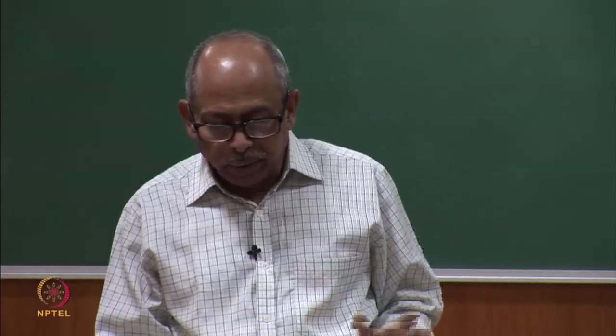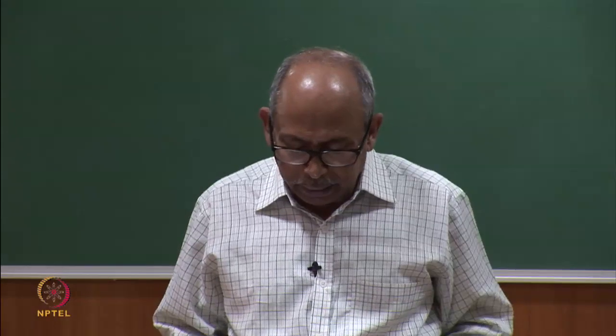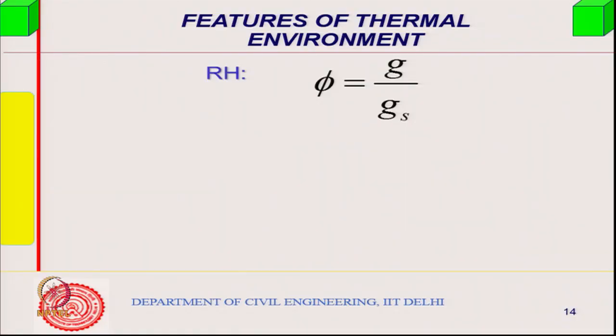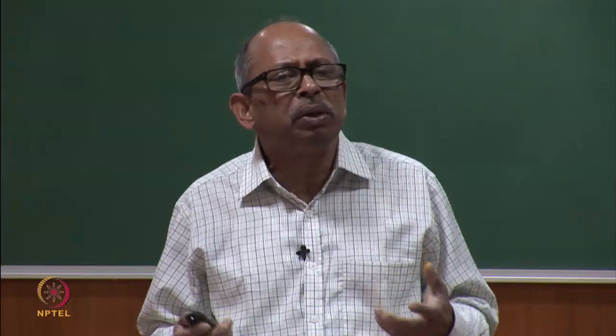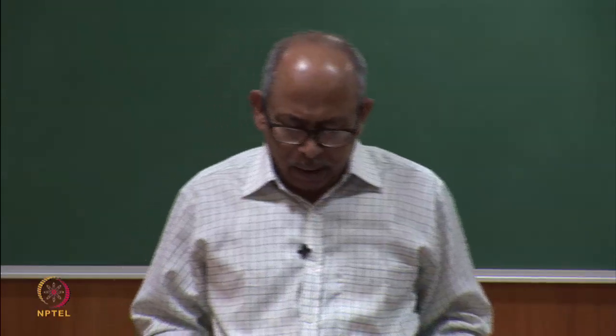Okay, just to recollect what we did in the last class. Relative humidity was defined as the moisture content divided by the saturation moisture content, and we said that we can calculate this using some empirical formulae. These are obtained by fitting the psychrometric chart into equations.